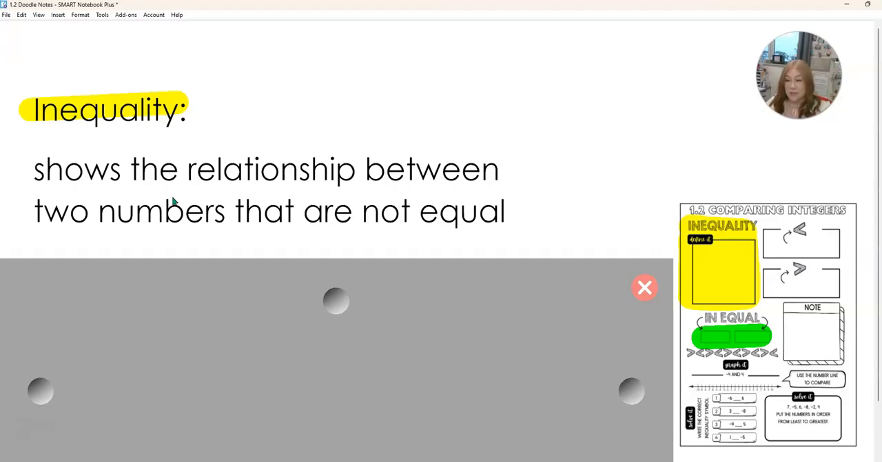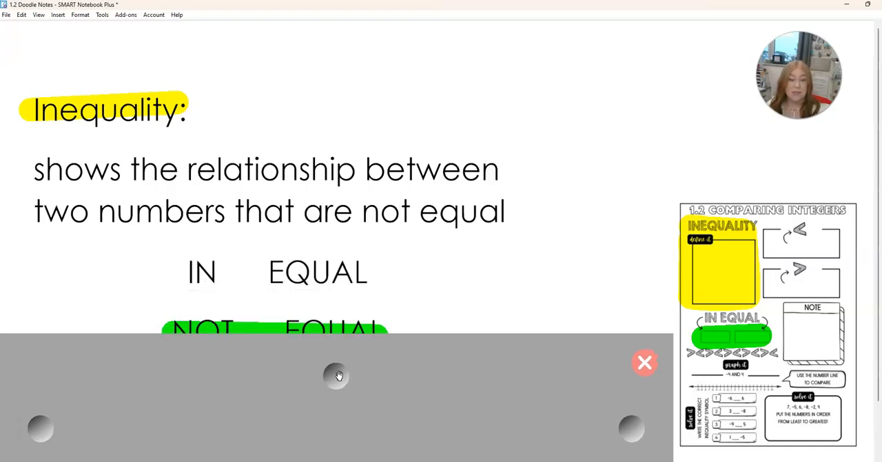So if I have 7 and 12, we know those are not the same. And we have to say which one is bigger and which one is smaller. So we use those less than and greater than symbols. So an inequality is showing that relationship between numbers that are not equal, right? We're going to use those inequality, less than, greater than signs.